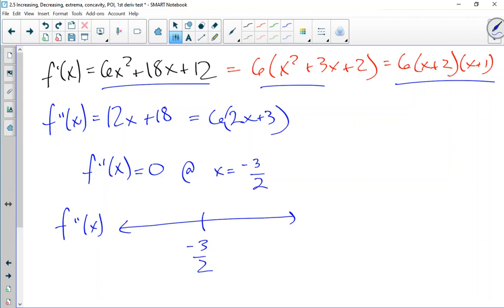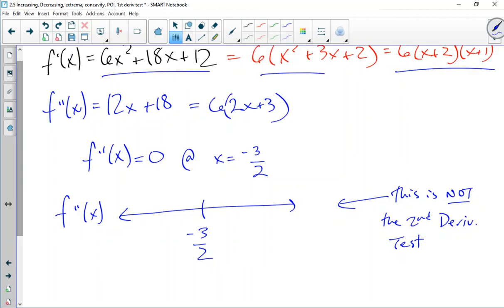So same deal, we're going to do a labeled number line. This is not the second derivative test. There is a thing called the second derivative test, and it's not this. We'll talk about it next class. So it's just a number line test for concavity.